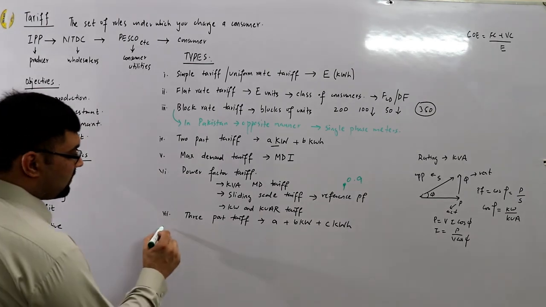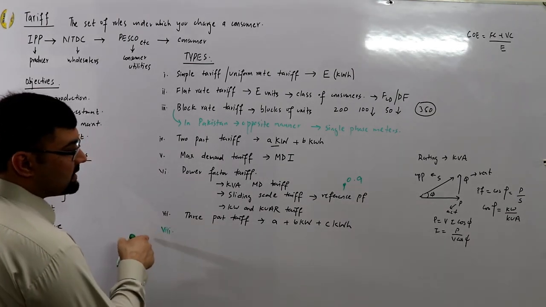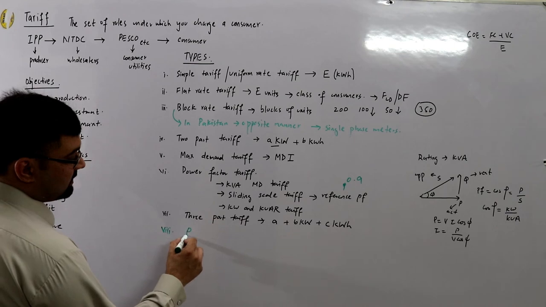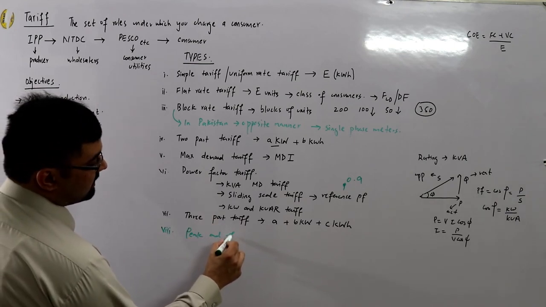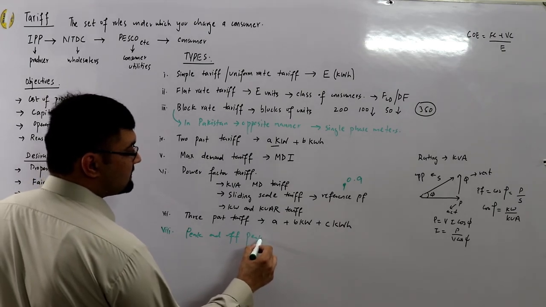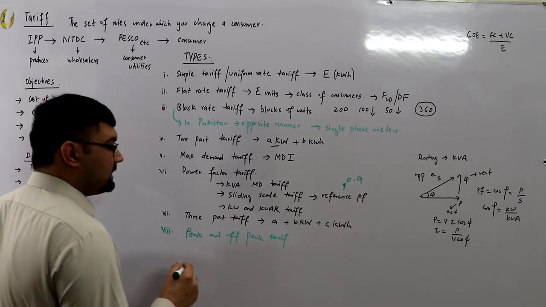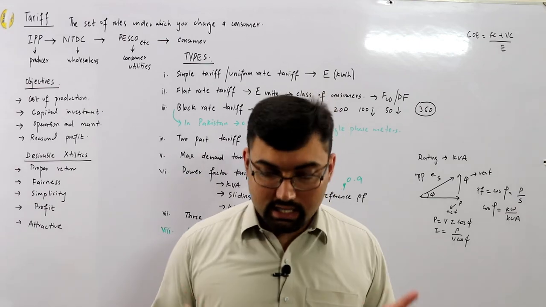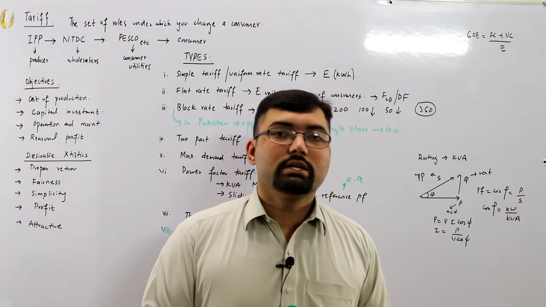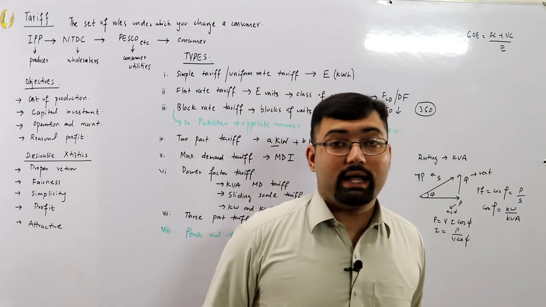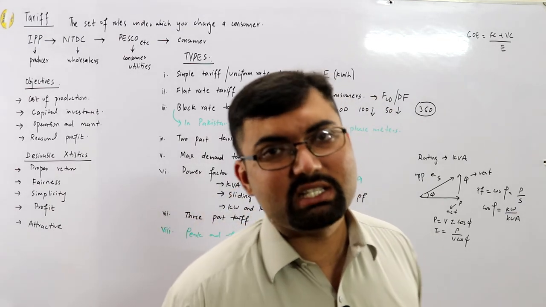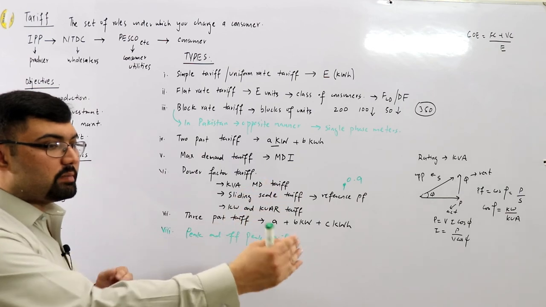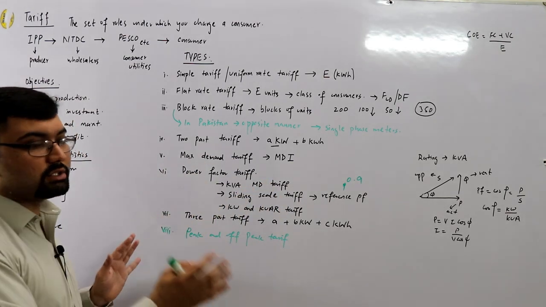But I have one other tariff, the 8th tariff, that is applicable in Pakistan, the peak hour and off-peak tariff. What happens in this is that you have a certain number of peak hours in which you are charged at higher rates, whereas in the off-peak hours you are charged at lower rates. And these hours are specified. When you're using energy from this time to this time, this is the rate, and when you're using it from this time to this time, this is the rate.